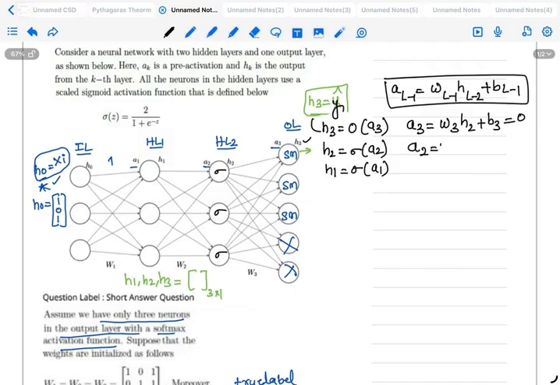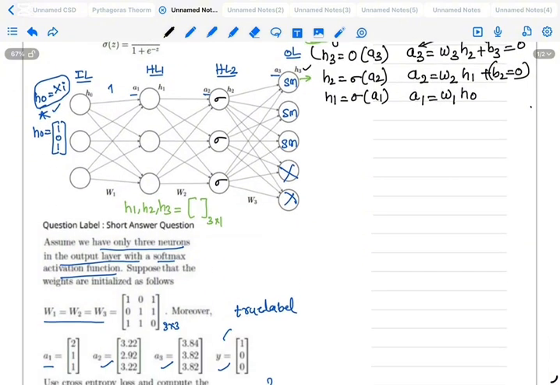So A2 equals W2 H1, and B2 is also 0. B2, B3, all the bias sizes are the same as the A3 sizes. Next, A1 equals W1 H0 plus B1; for the input layer there is no bias. You have to remember these equations, it will help to solve the question.